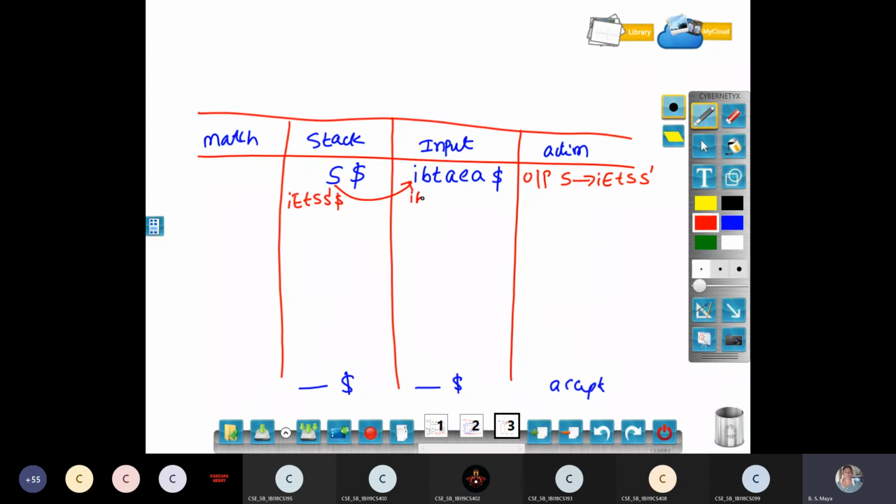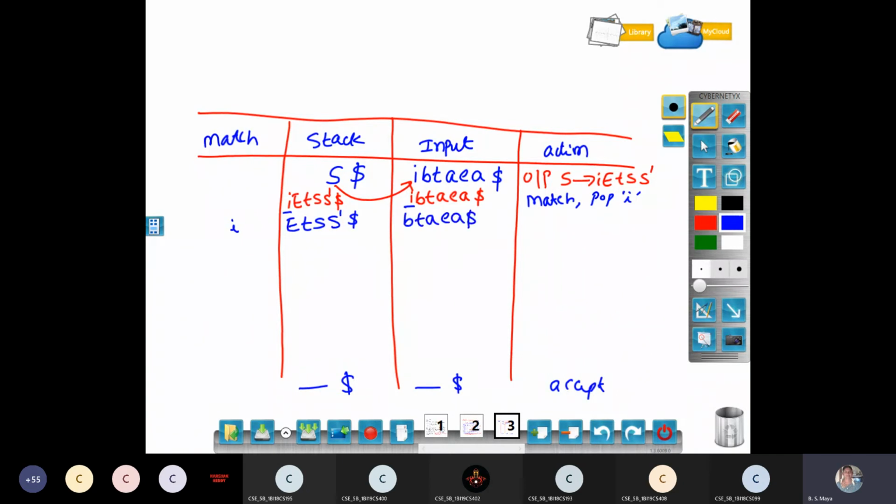The stack now is IBTAEA dollar. Okay, next thing, what happens? You check the input, which is I. Then you can write that both match. You can pop I from the stack. I can write the I symbol. Then you have E, T, S', dollar. The remaining is B, T, A, E, A dollar.